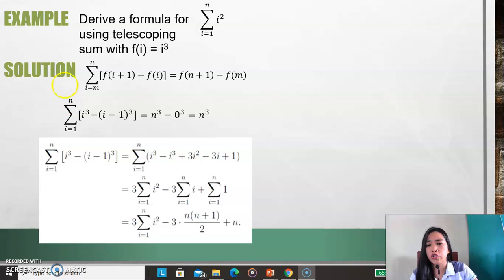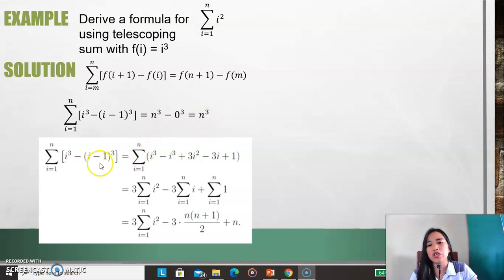The summation of i cubed minus the quantity (i minus 1) cubed is equal to n cubed minus 0 cubed, which equals n cubed. So, dinhi agi pangitaan siya og paagi or yes to use the f of i, pero ang result niya is the same lang gihapon. Okay, so we have the first equation nga nag-equal siya to n cubed.